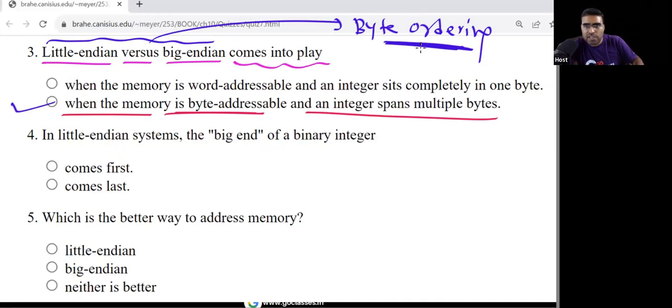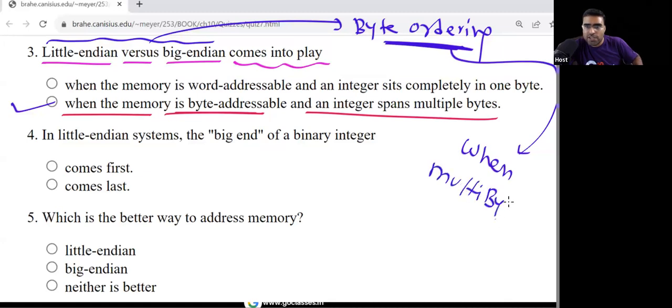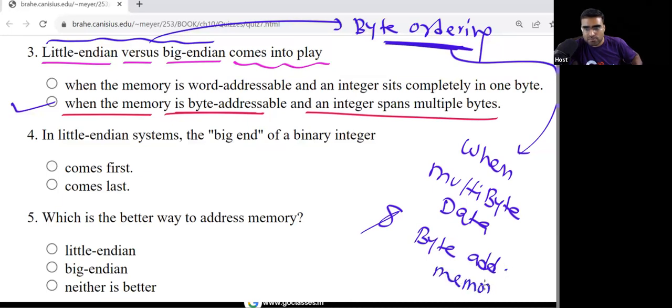Byte ordering comes into picture when you have multi-byte data and byte addressable memory. Correct or not? So the answer will be option B.